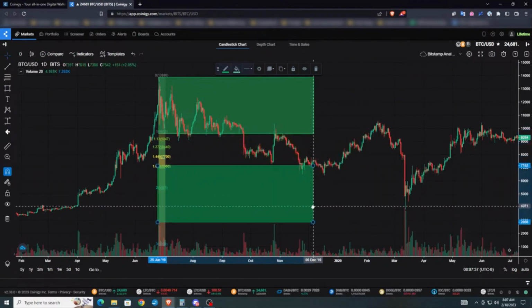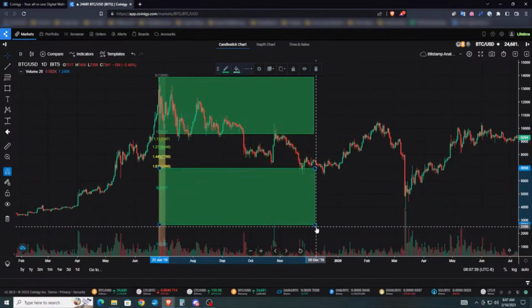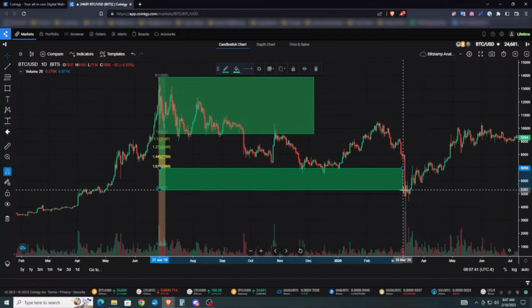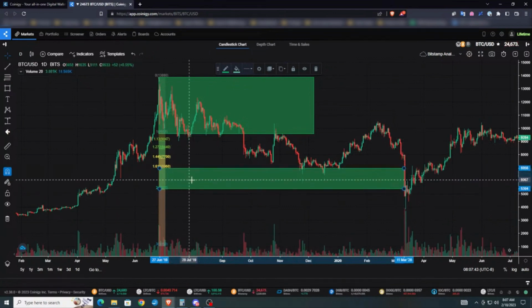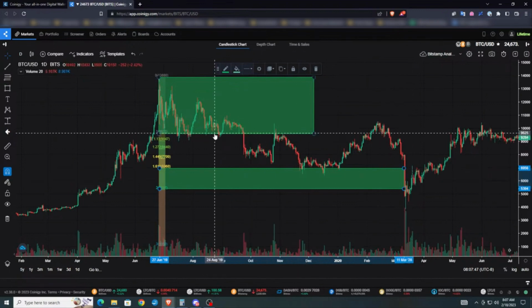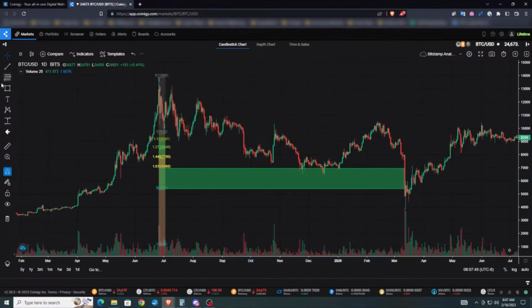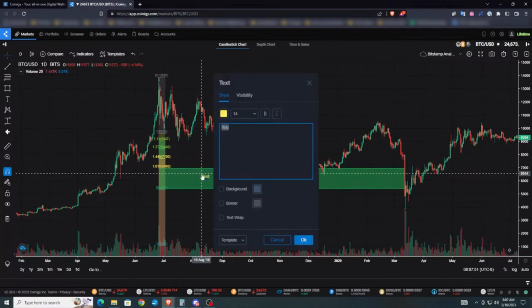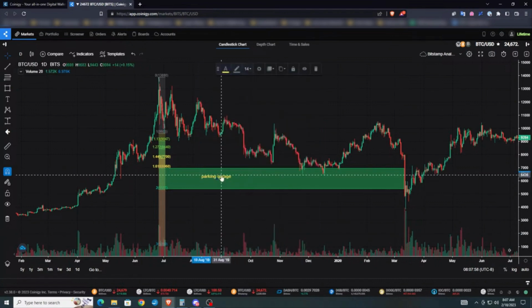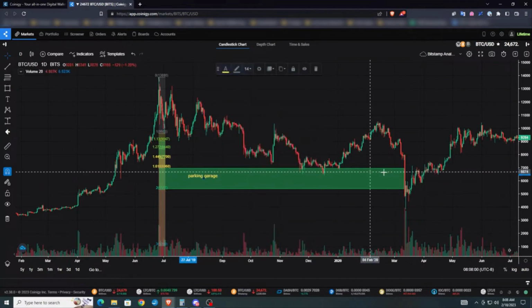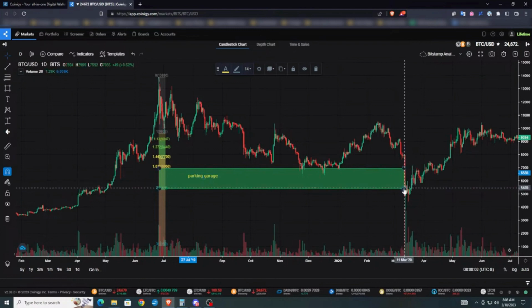As I said earlier, quite often what I do when I'm working with my students is I encourage them to draw these kinds of boxes on their charts and call this the parking garage. It just gives you a visual reference of where the market is likely to find key support going forward. And I think that was a pretty good guide.